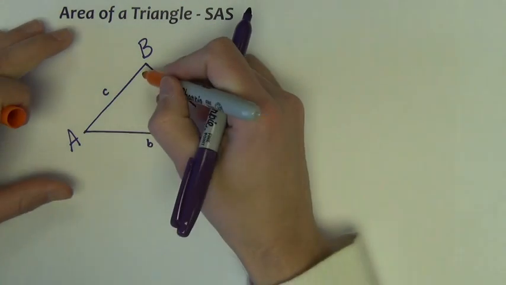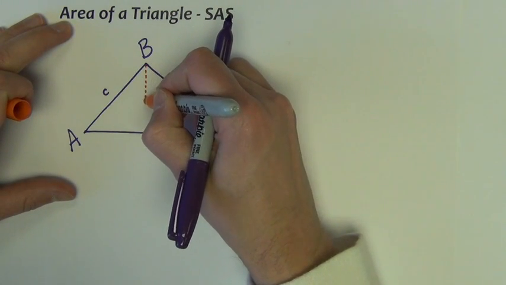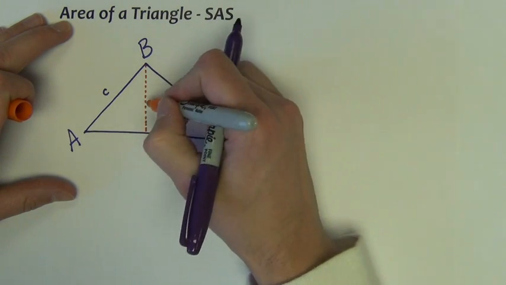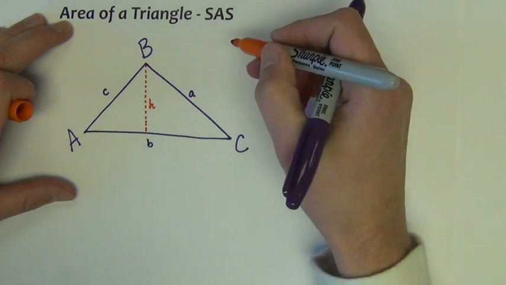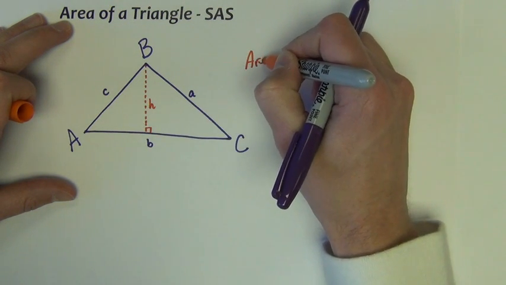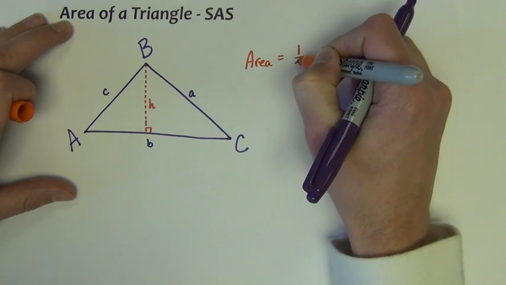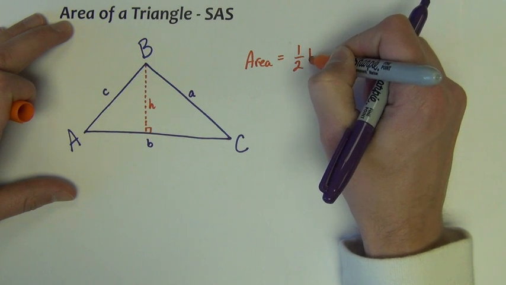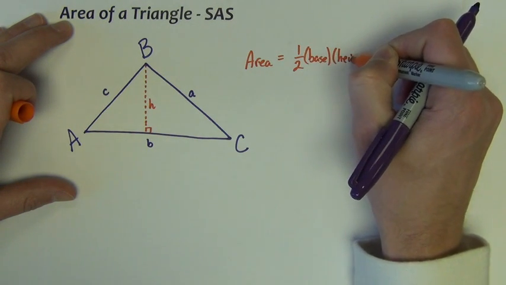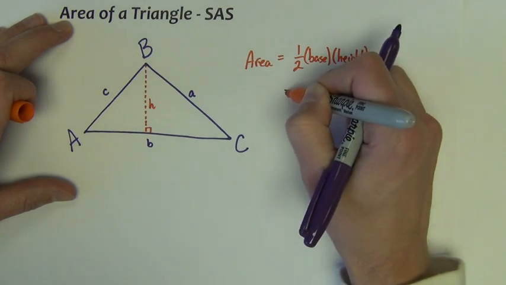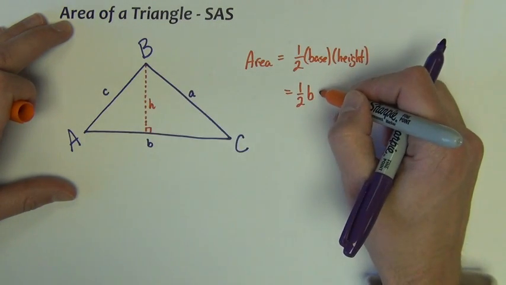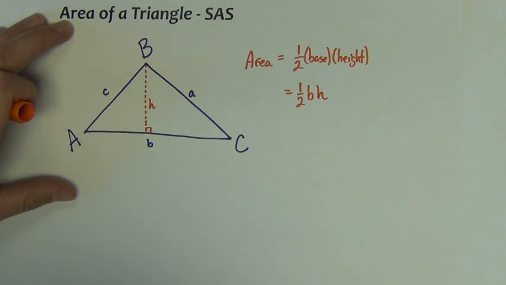We should know, I believe, that if we were to drop straight down here and call this H, the height, and this forms a right angle here, the area of this triangle is equal to 1/2 the base times the height, or 1/2 the base is B in this picture and the height is H.